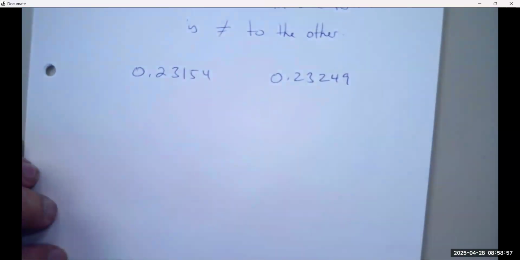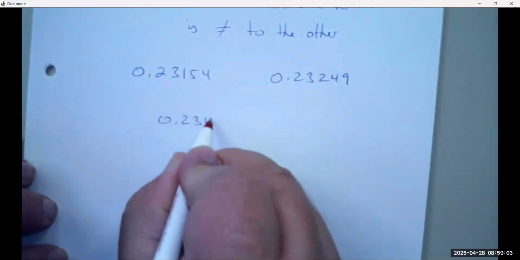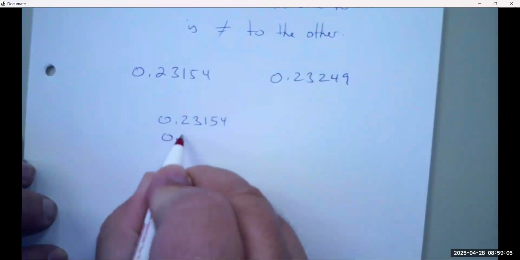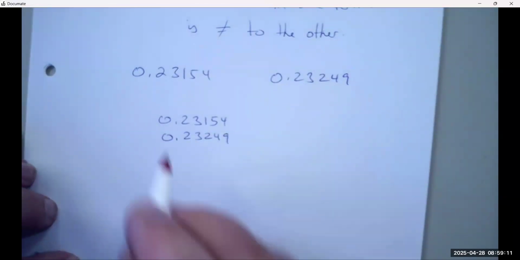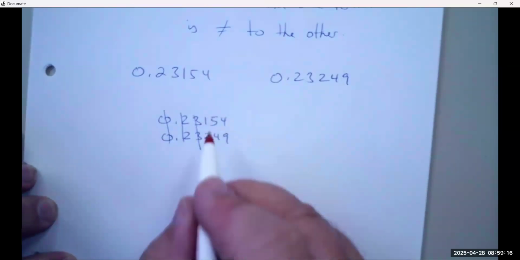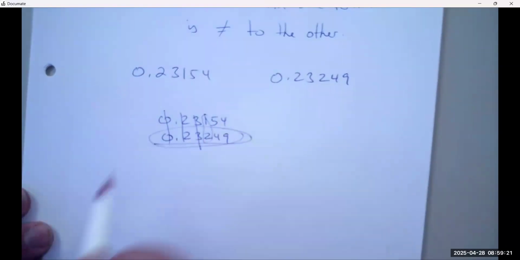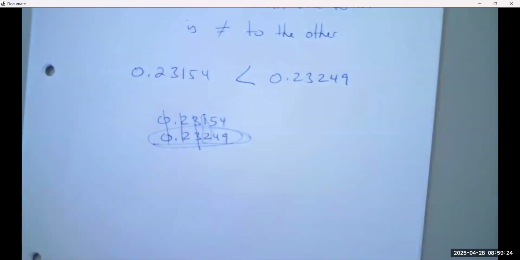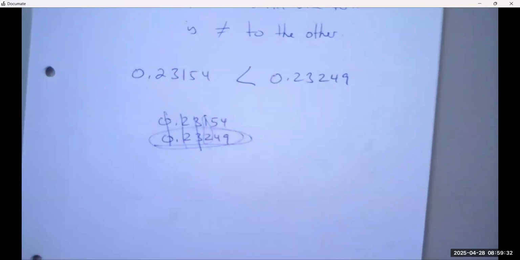Comparing these two, which one's larger? Line up the decimals. The zeros are the same. The 2's are the same. The 3's. Oh, now it's a 1 and a 2. Which one's bigger? This one's bigger. That's why you compare term to term. As soon as you get to one that's not equal, then you're done.